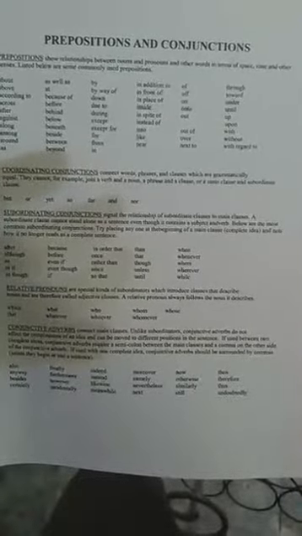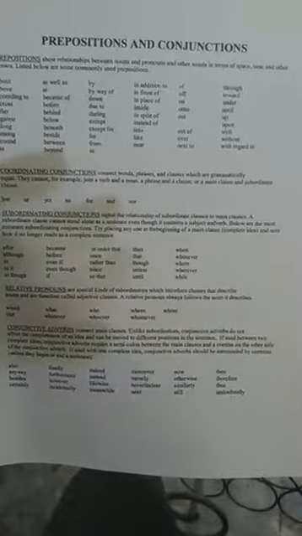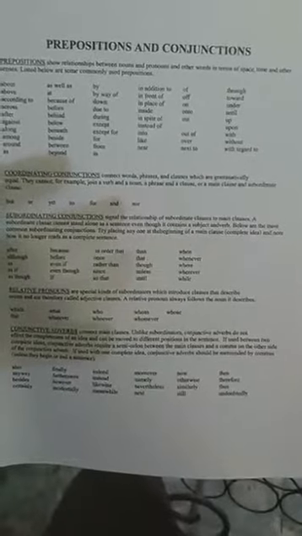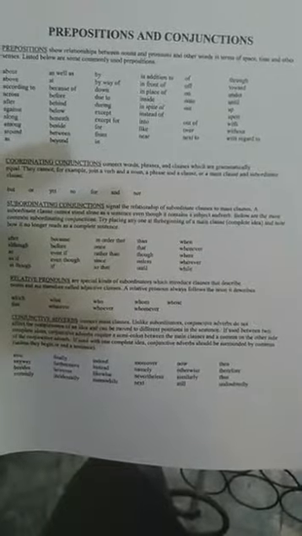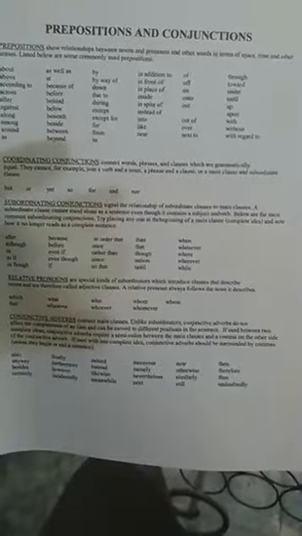And for subordinating conjunctions, they signal the relationship between subordinate clauses and main clauses. A subordinate clause cannot stand alone as a sentence even though it contains a subject and verb. Below are the most common subordinating conjunctions. Try placing any one at the beginning of a main clause, complete the idea, and note how it no longer reads as a complete sentence. Let me only say the ones we haven't seen before: although, as if, as though, even though, in order that, once, rather than, since, so that, than, that, though, unless, until, when, whenever, where, wherever, why.